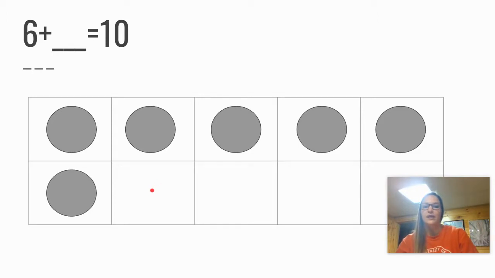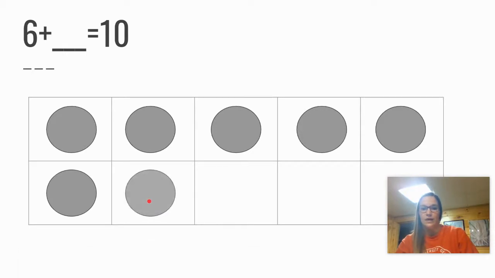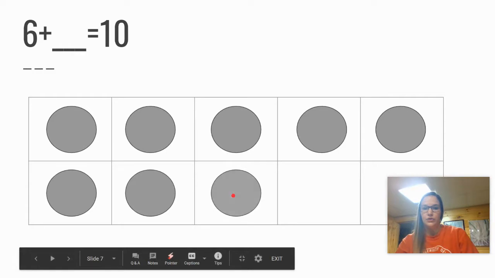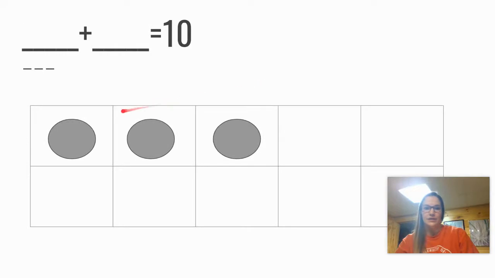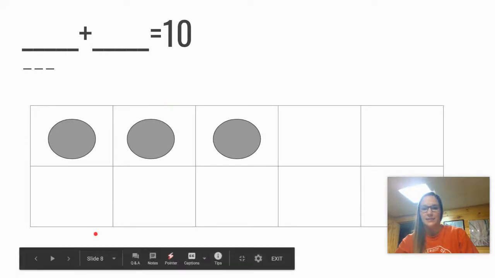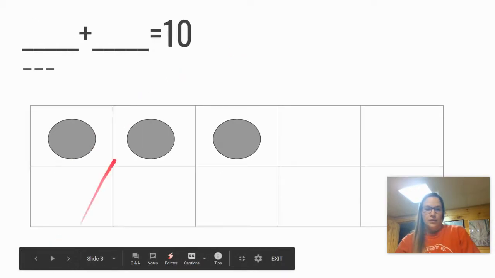So we're going to add on to 6. Let's see how many squares it takes us to get to 10. Here's 1, 2, 3, and 4. So our answer is 4. 6 plus 4 equals 10. Okay? One more with the missing addend.